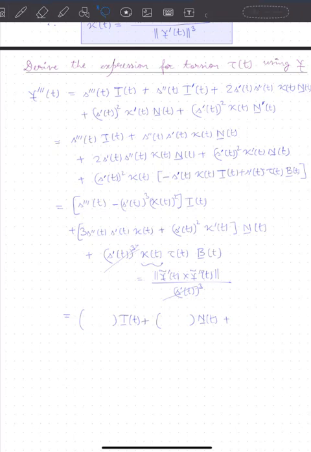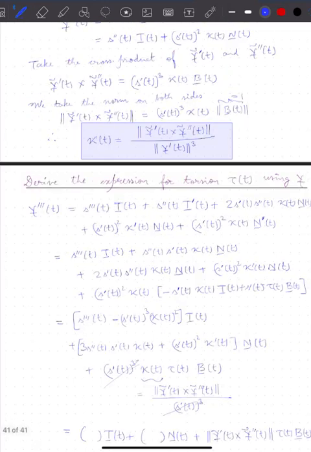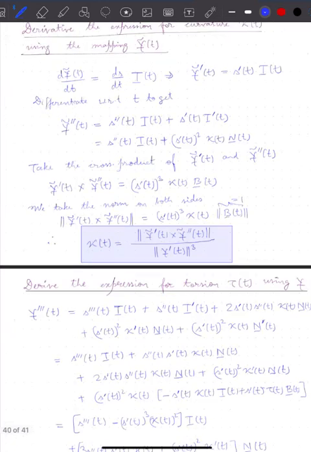Let me make some more space. So we have the norm of gamma tilde prime of t cross gamma tilde double prime of t, sorry, tau of t and b vector of t, prime. So let's look at the term gamma prime cross gamma double prime. So this is what we're talking about.